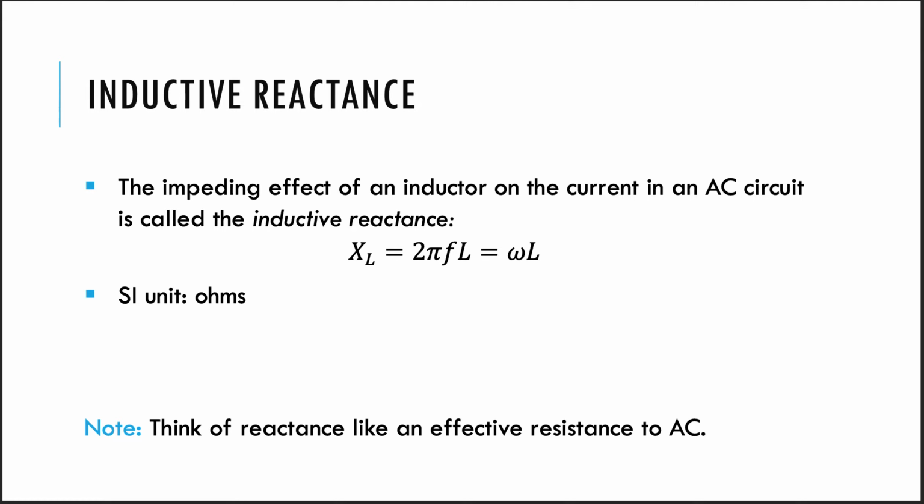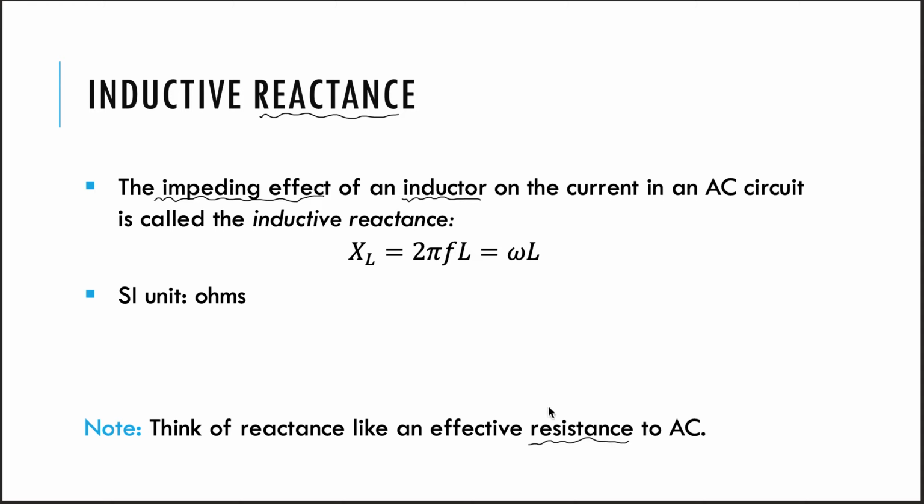So whenever you have an inductor in an AC circuit, that inductor has a reactance, and you can think of the reactance as the effective resistance of the inductor in that AC circuit. So when your inductor produces a back EMF, that back EMF is opposing the current. So the inductor has an impeding effect on the current. Whenever something impedes the current, we like to think of it as a resistance, but because this is an inductor, we call it a reactance. But for all practical purposes, just think of it like resistance.